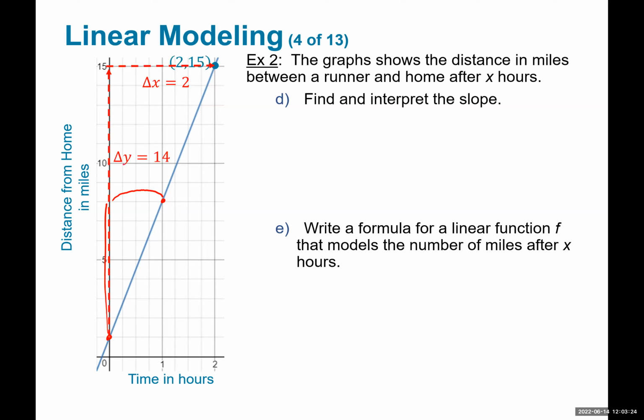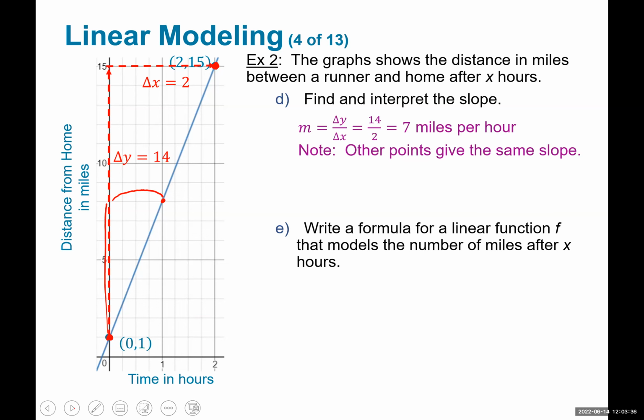The textbook uses 0, 1, and 2:15, and they say there was an increase in 14 miles over 2 hours. Still the same thing. 7 miles per hour. So it doesn't matter if you choose a bigger span or the closer one, just choose 2 points that are on the line.